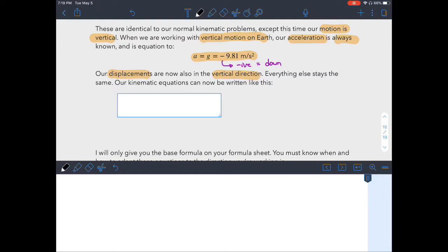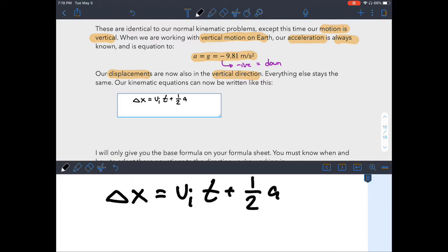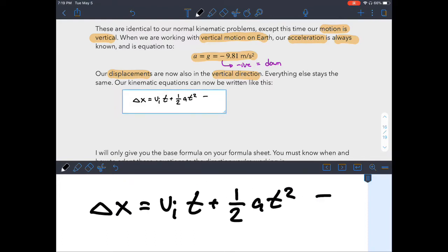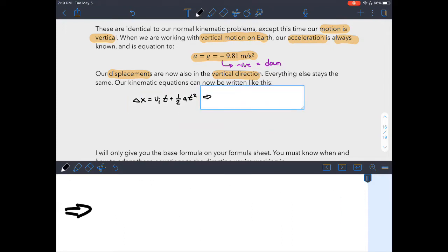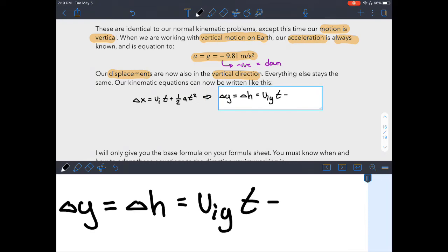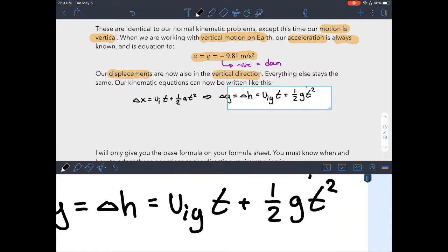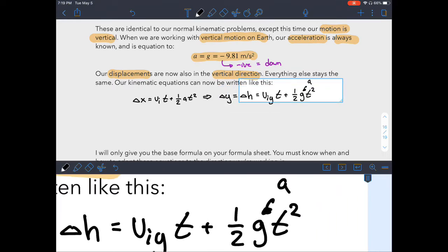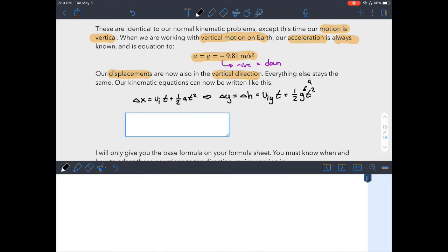So for example, our holy grail, if we say delta x is equal to v_i t plus 1/2 a t squared, we can now write this as a free fall question. We can say delta y, or what I like to say is change in height, is equal to v_iy, so our initial velocity in the y direction, plus 1/2 g t squared. This g, you can substitute that in. That's just your acceleration, but that's the idea.